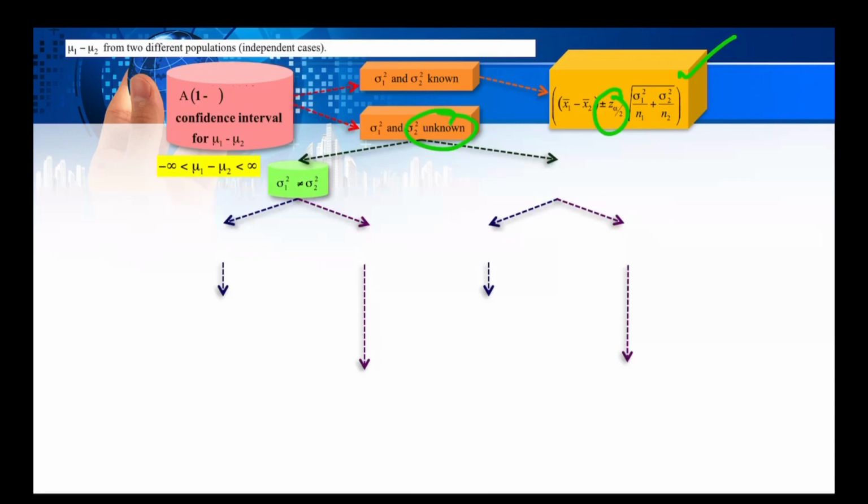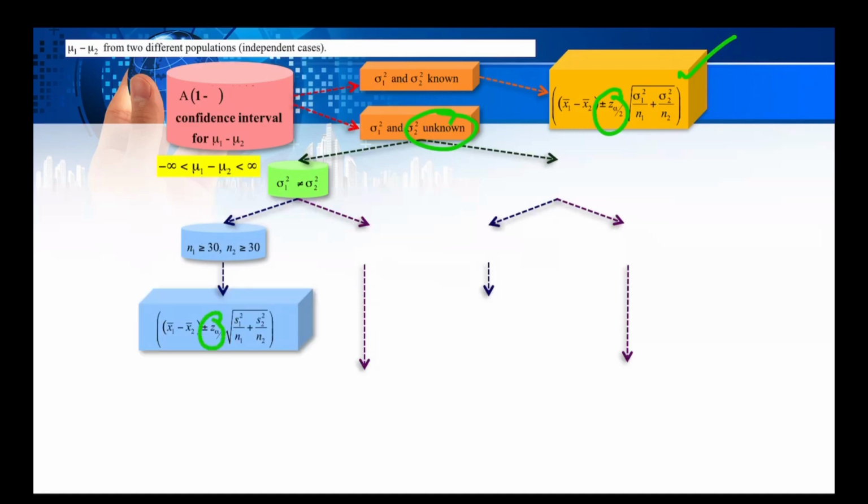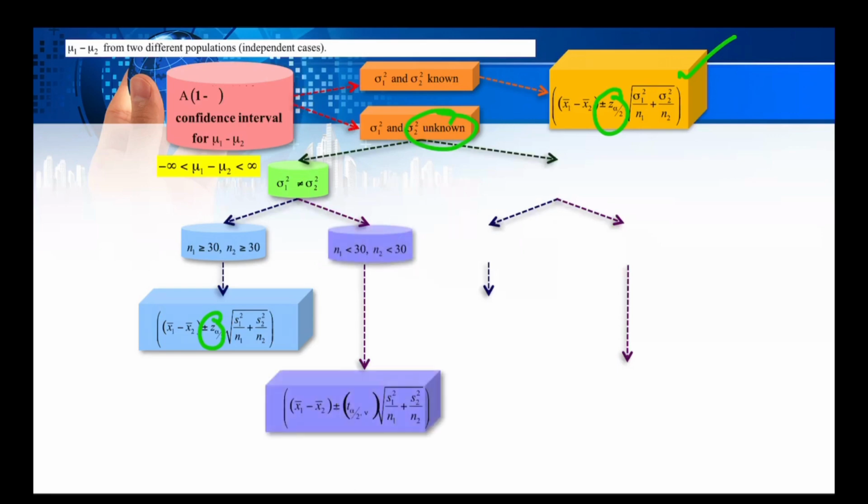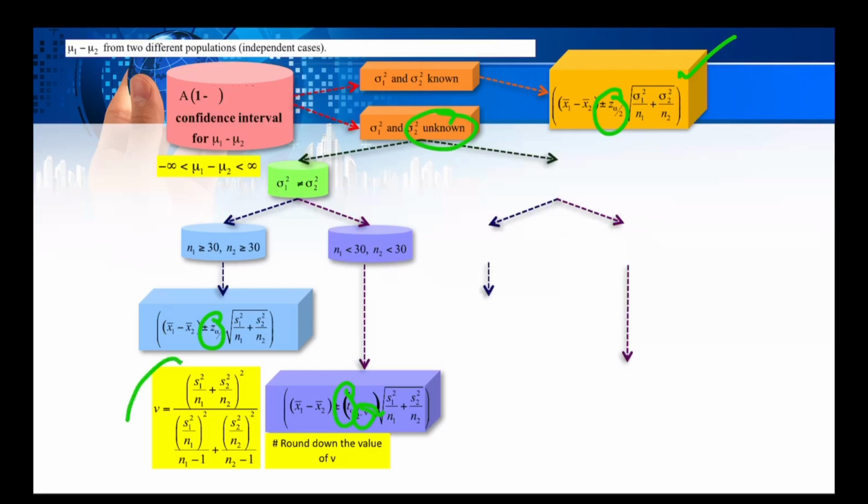Assuming that both population variances are unequal, look at the sample size. If the sample size is equal to or greater than 30, use the second formula, Z test. If both sample sizes are less than 30, use the third formula, T test. In the T test here, if you notice, there's a nu. Nu is this formula, and you have to round down the value of nu.